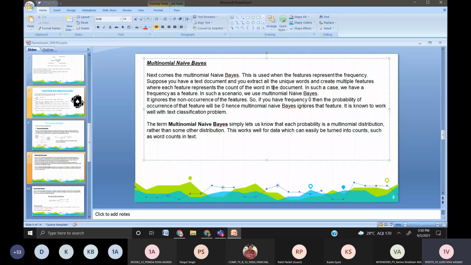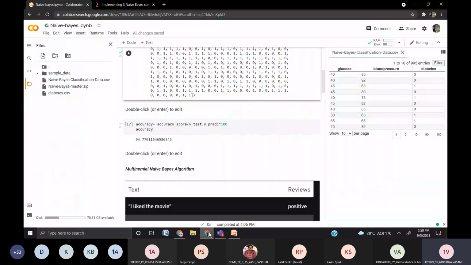So in such a case, we have a frequency as a feature. In such a scenario, we use multinomial naive Bayes theorem. It ignores the non-occurrence of features. So if we have a frequency 0, then the probability of occurrence of that feature will be 0. Hence, multinomial naive Bayes ignores that feature. It's mostly used to classify text-based problems. So we can move on to the example.